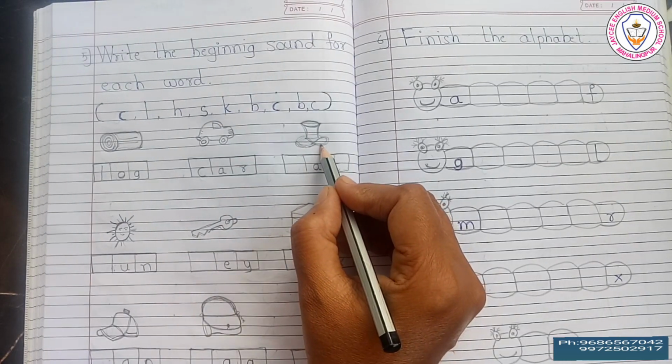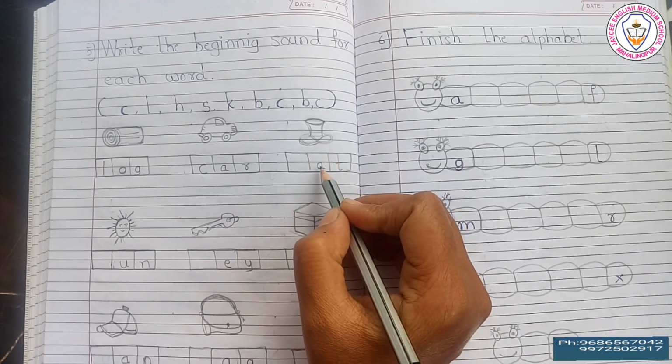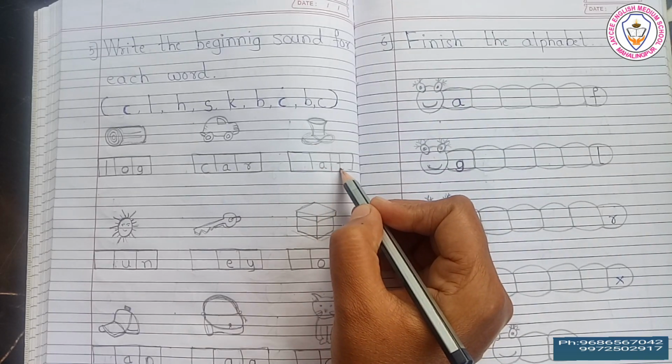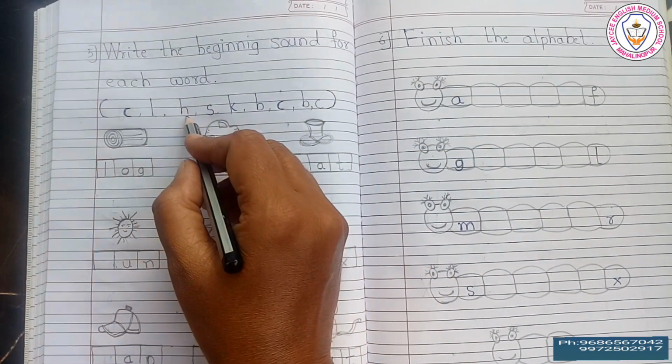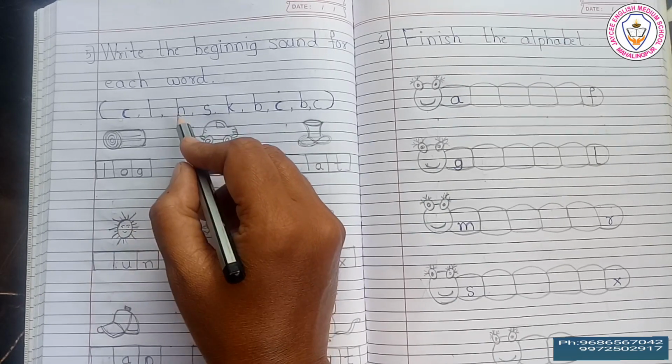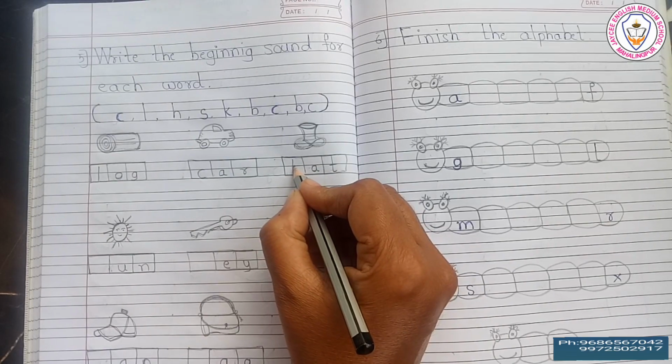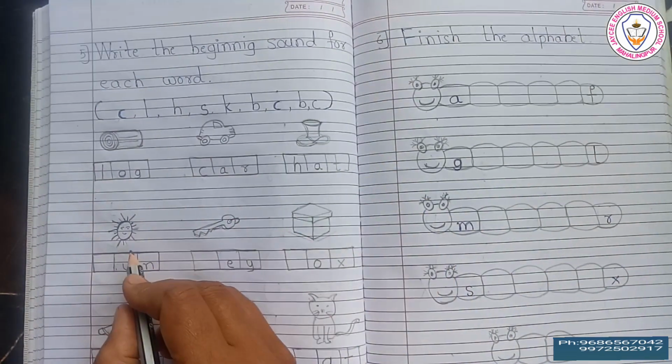Next, it is a hat. H-A-T. A and T is there. So we should find H and write in the box here. Here is H. See this image, children.